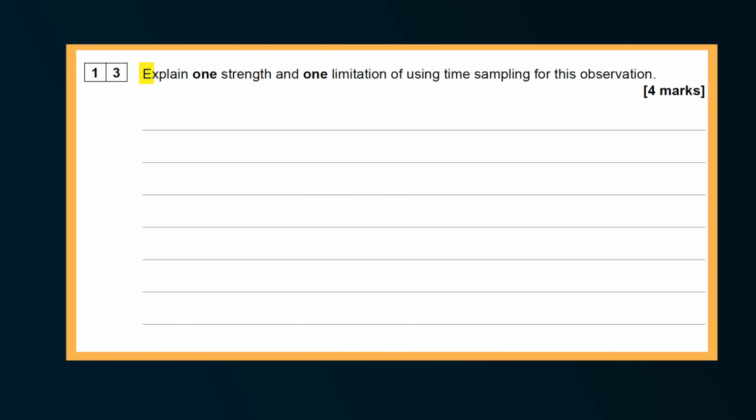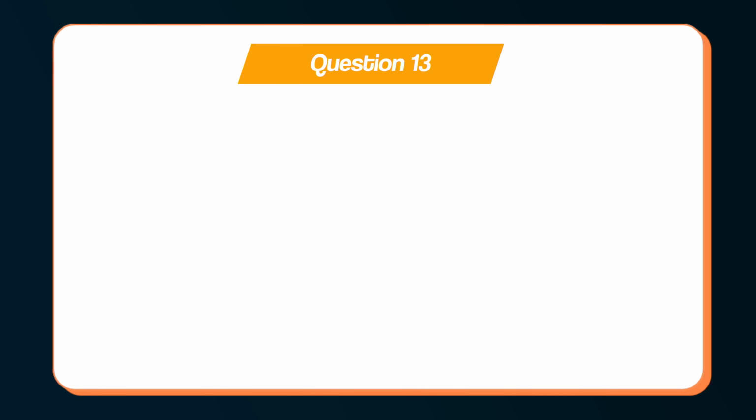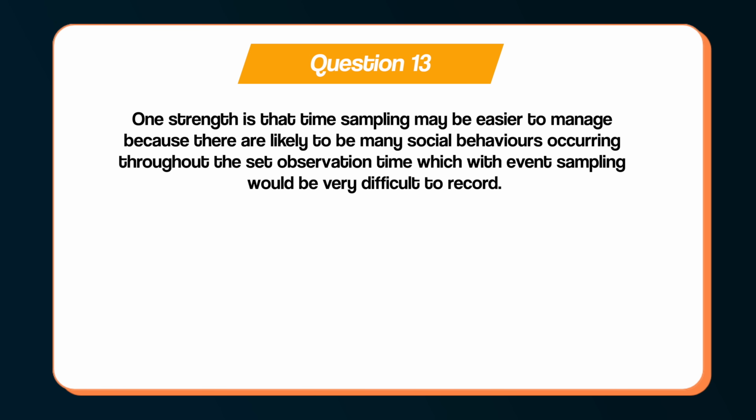4 marks. The command word is explain, so for 4 marks it's helpful to think about 2 marks for a strength and 2 marks for the limitation, but also take care to note once again the last phrase of the question, for this observation. So this question is testing more than just your knowledge of research methods because you've got to apply to the question. So you could write, one strength is that time sampling may be easier to manage because there are likely to be many social behaviours occurring throughout the set observation time, which with event sampling would be very difficult to record.